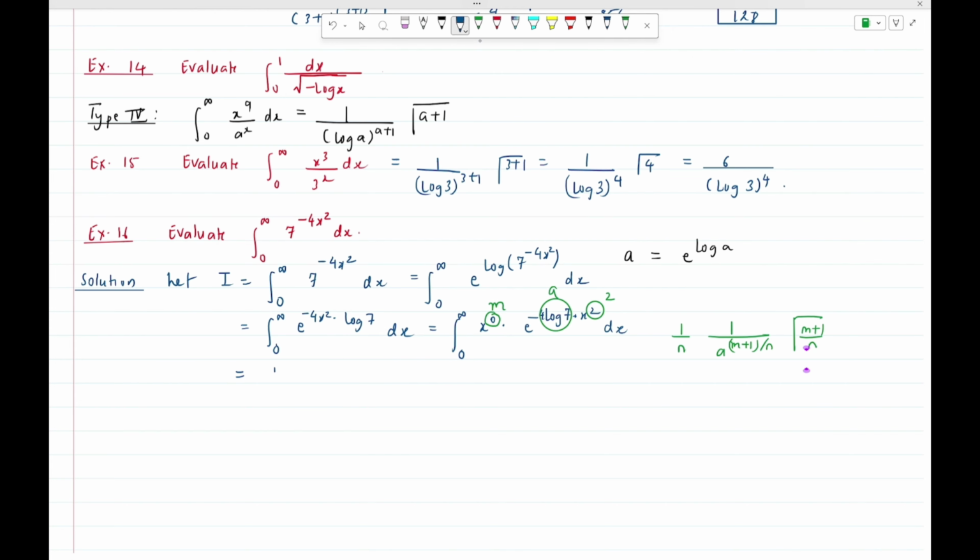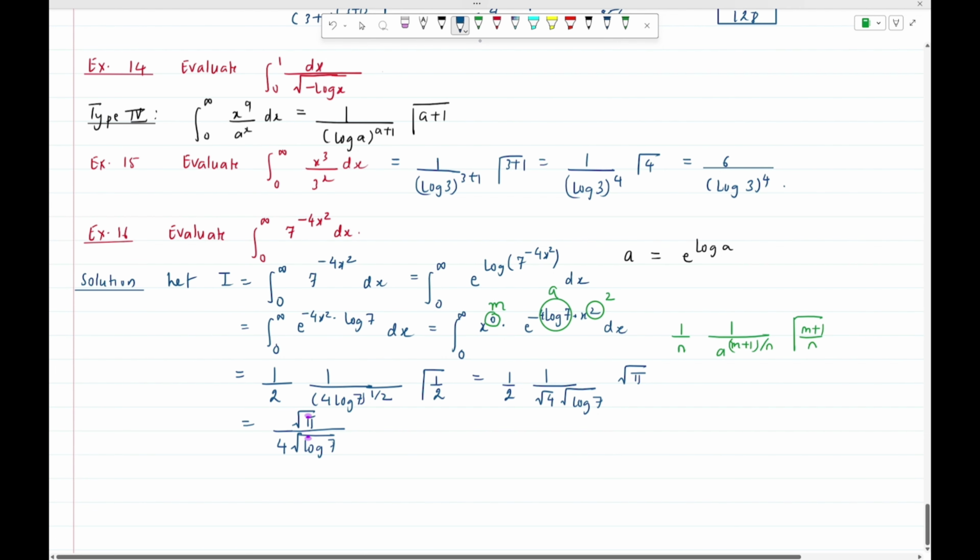So we get 1 over n, that's half, and then 1 over a, which is 4 log 7 raised to m plus 1. Since m is 0, let's not write it. So 1 divided by n, and then here we have gamma of half. So this is half, then we can have a split over here. So this is going to be root of 4 into root of log of 7, and gamma of half is nothing but root of pi. So root of 4 is 2, and then we already have a 2 in the denominator. So this is 1 over 4 root of log of 7 times root of pi.